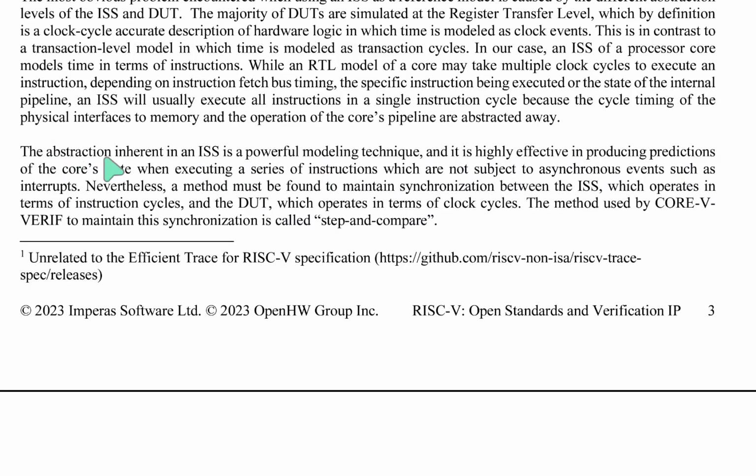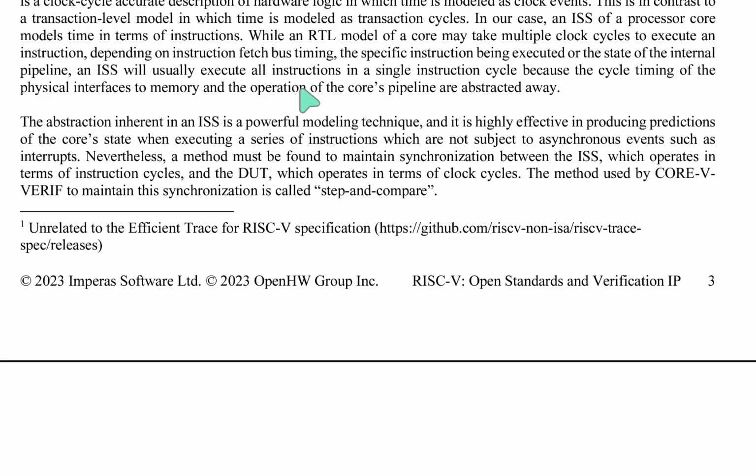So the abstraction inherent in an ISS is a powerful modeling technique, and it is highly effective at producing predictions of the core states when executing a series of instructions which are not subject to an asynchronous event such as an interrupt. Nonetheless, a method must be found to maintain synchronization between the ISS, which operates in terms of instruction cycles, and the DUT, which operates in terms of clock cycles. The method used by CORE-V-VERIF to maintain this synchronization is called step and compare.